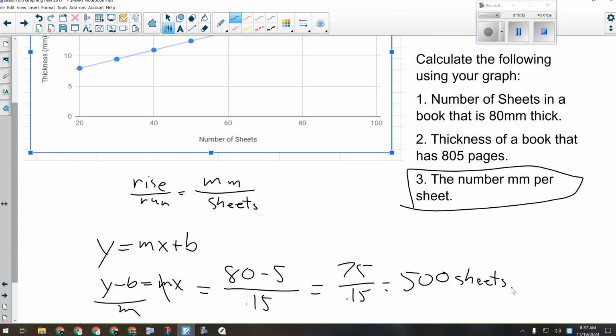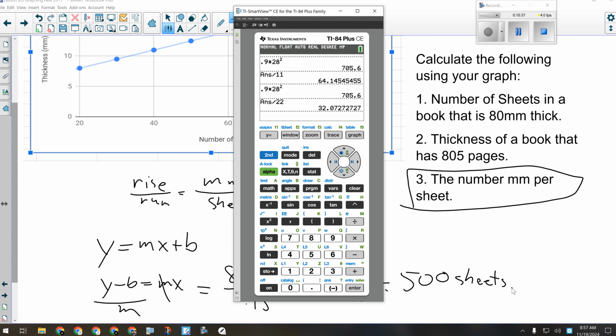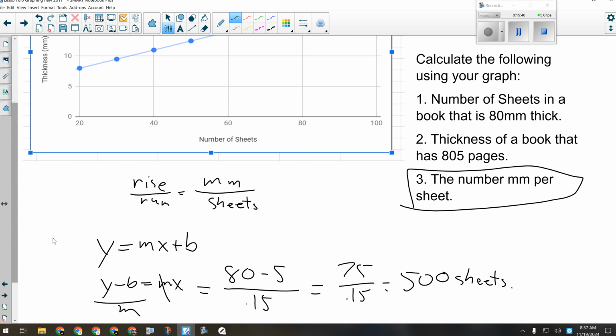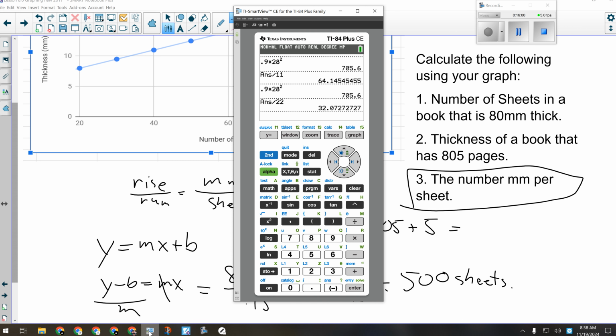Now, question number 2 tells us how many pages or sheets there are in this book. So did they give me y or x? They gave me x. They want me to calculate y. Is that easier? Yeah, because I don't have to manipulate the equation. So all I have to do is go y equals 0.15 times 805 plus 5, and I'll have my thickness of the book there. So 0.15 times 805 plus 5. That book is going to be just about 13 centimeters thick.